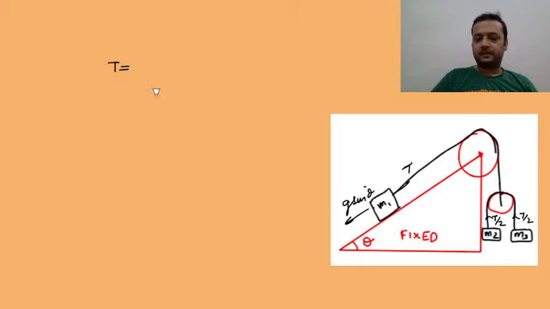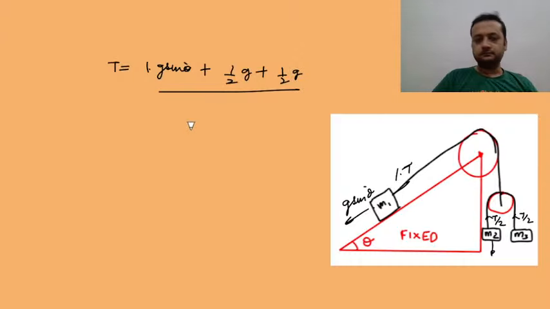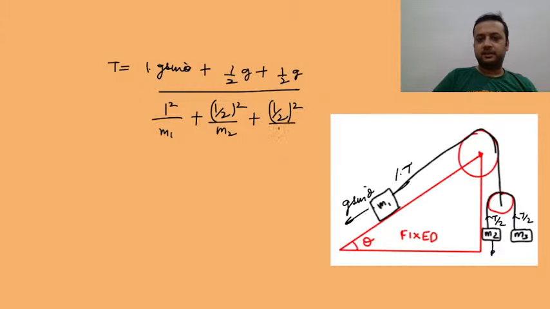So how to write the value of T? Very simple. Here it is 1. So 1 into G sine theta, right? Plus half into, this is going to accelerate on the y axis, so gravity will appear fully. So half into gravity plus half into gravity, divided by 1 square by m1 plus half square by m2 plus half square by m3. So this will be the value of the tension.